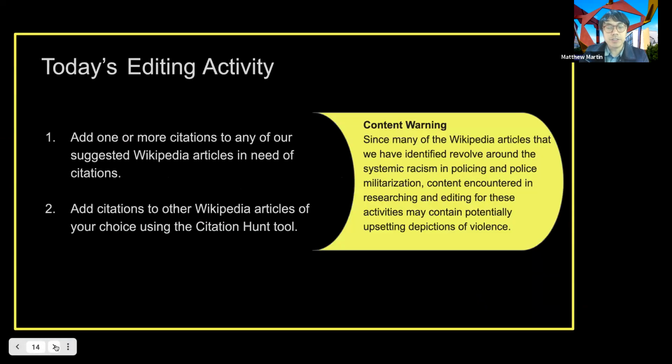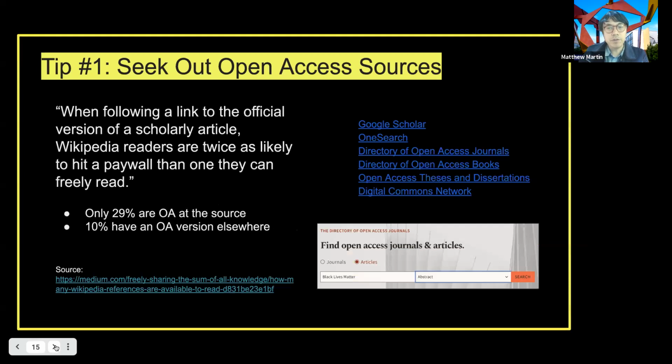You have your choice of 2 activities, depending on your comfort level when it comes to reading about potentially upsetting content or your level of experience editing Wikipedia. You can either add 1 or more citations to any of our suggested Wikipedia articles in need of citations, or you can add citations to Wikipedia articles of your choice using the Citation Hunt tool. Before we get to that demo, I have a few tips that will help make Wikipedia a better place.